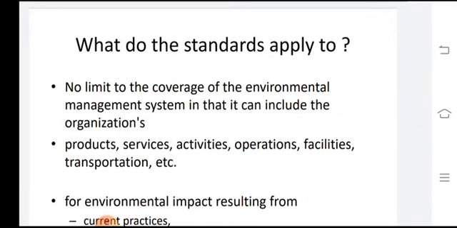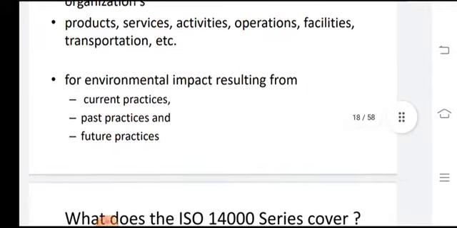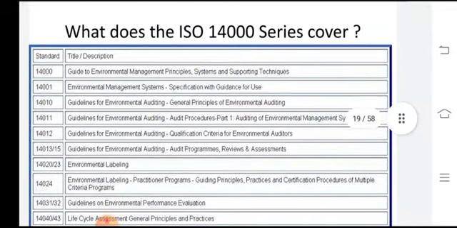What do the standards apply to? So again, you can go through this. What does the ISO 14000 series cover? As I talked about earlier, this series is going to have different formats, different categories to address.